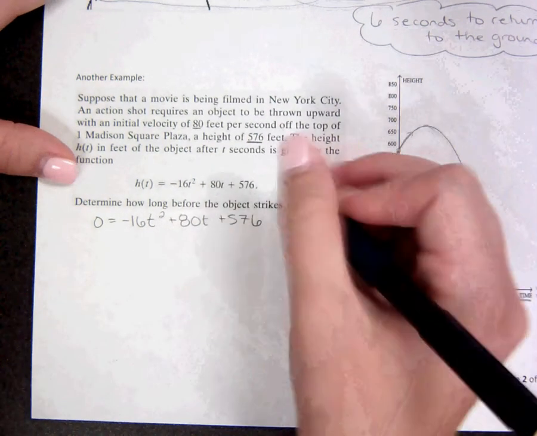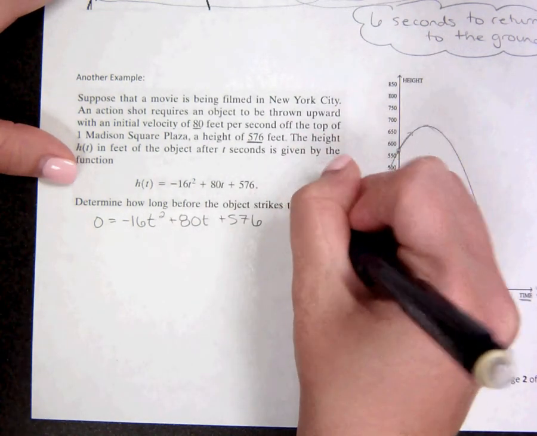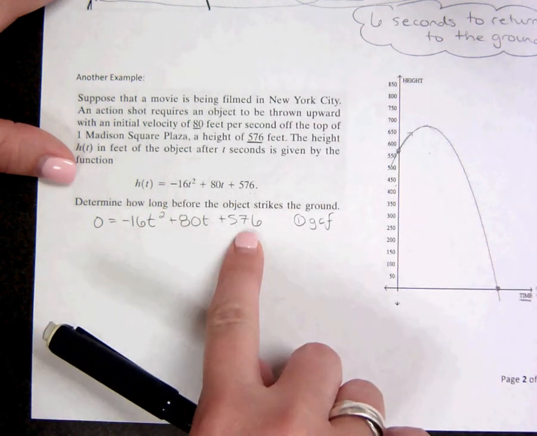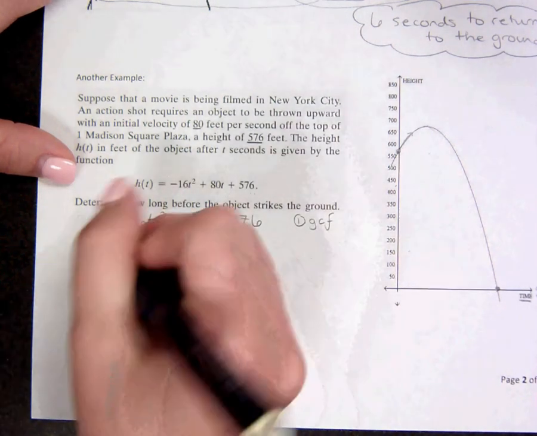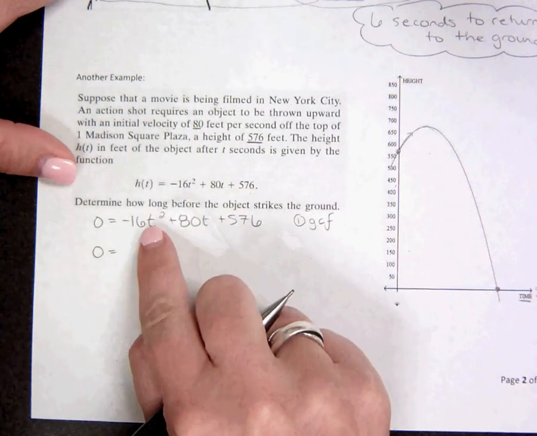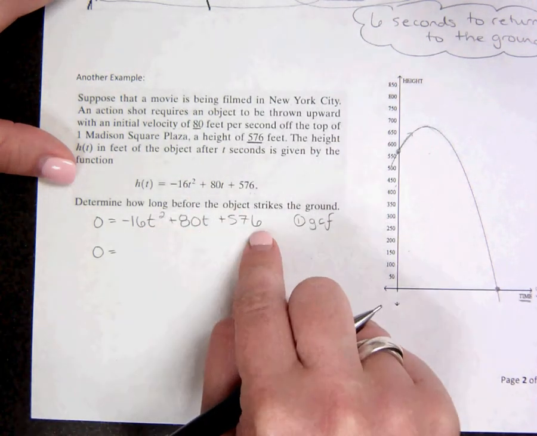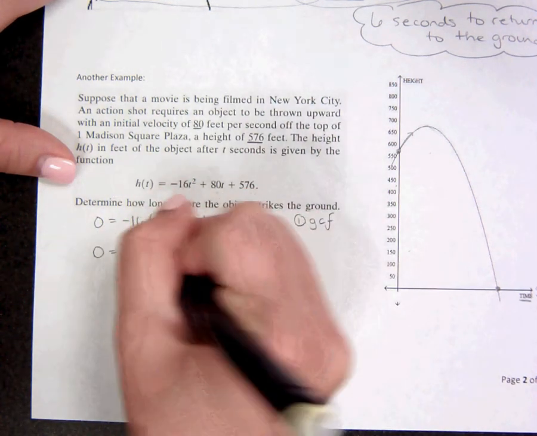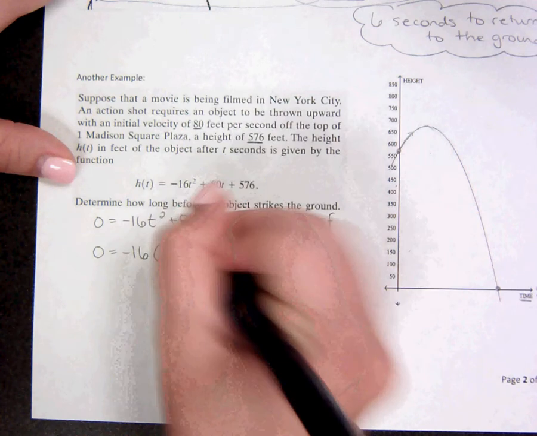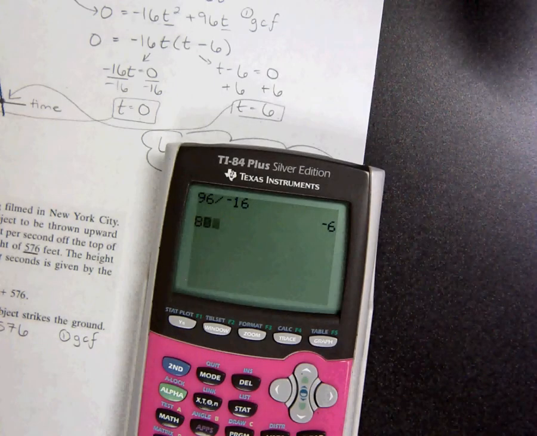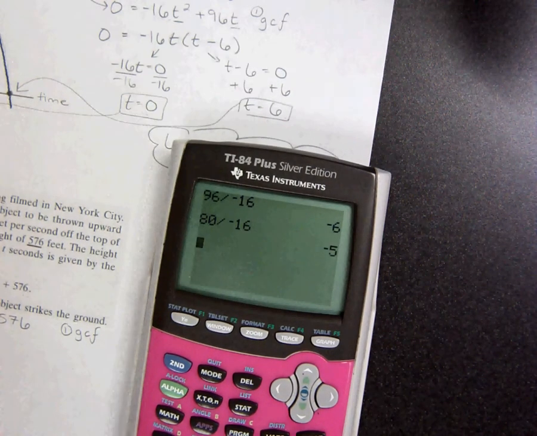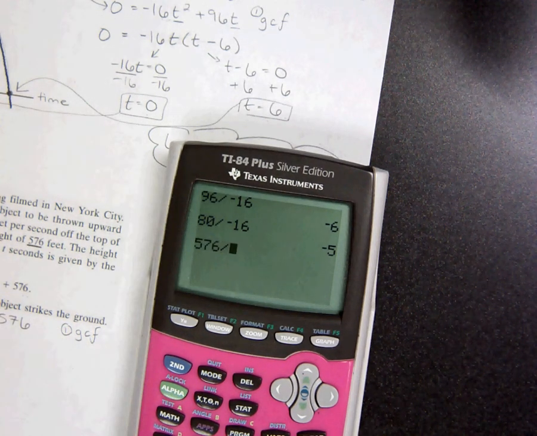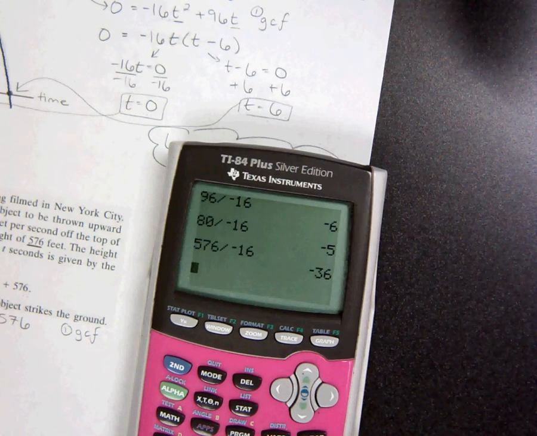The first thing we want to do is look for a GCF, which is always the case. Again, most of the time these divide by negative 16 just to make our lives a little bit easier. This has t squared, this has t, and this does not have any variable, so we can't take out a variable here. We can just take out negative 16. That's going to leave us with t squared minus 80 divided by negative 16, which is 5t, and then 576 divided by negative 16 is negative 36.